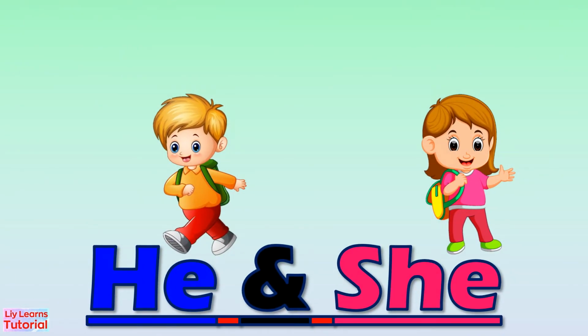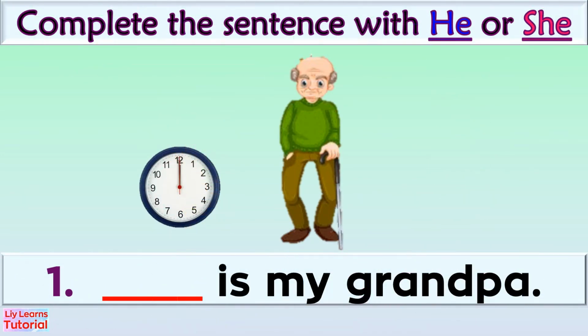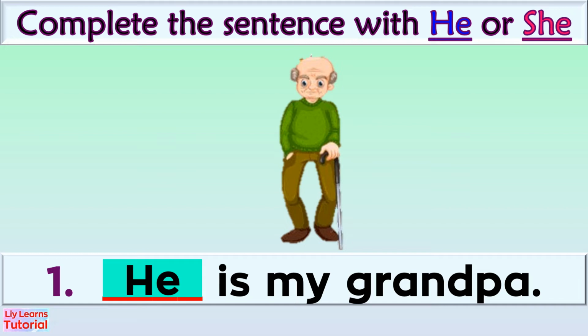Now that you know how to use he and she in a sentence, let's practice using them with simple English exercises. Let's do this! Complete the sentence with he or she. Blank is my grandpa. He is my grandpa.